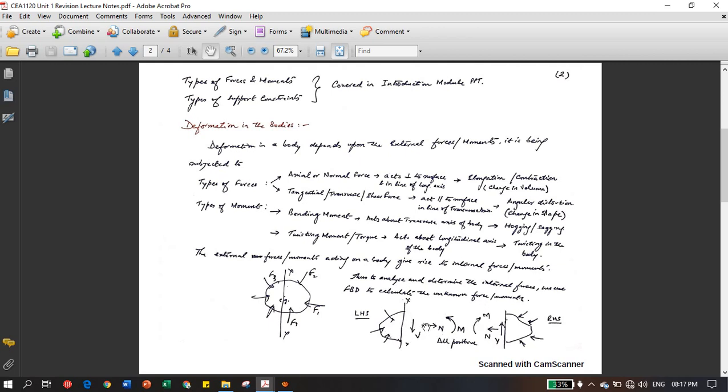Okay, so what we assume over here is that we always assume the normal force is acting in the tensile direction, means it is tensile, and the shear force in this downward positive direction, and the moment is causing sagging in the body.